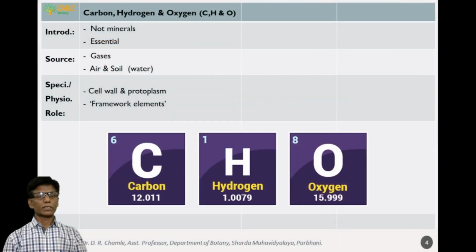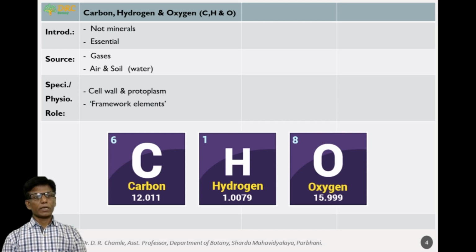Now at first we will see the major elements. There are about 9 major elements, and among these 9 major elements, at first we will see the 3 macro elements, that is carbon, hydrogen and oxygen. These elements are not minerals, but these are essential elements. These elements are obtained or absorbed from the air and soil. In the plants, these elements play a very important role in the formation of cell wall and protoplasm. Hence, these elements are also known as framework elements.